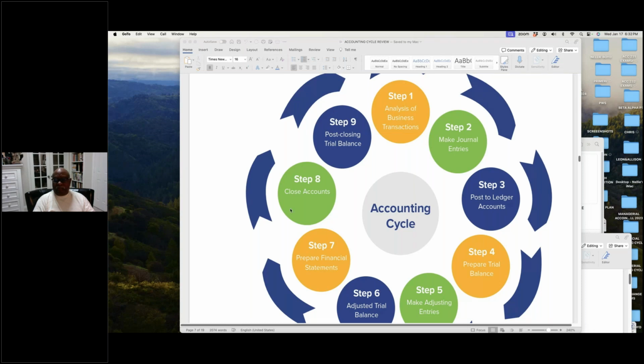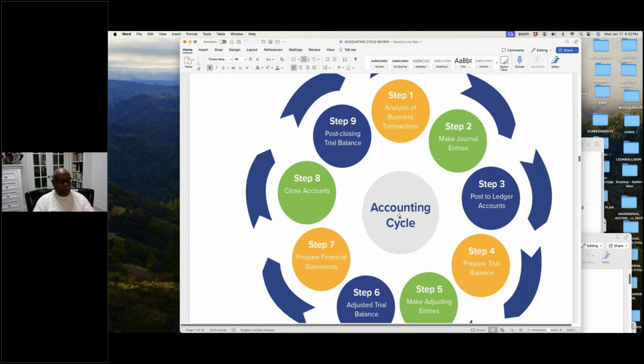Any questions? So these are the steps, and with these steps, we'll get those financial statements done. And we don't try to do them all at once, do we, Miss Ebony? Do we try to do them all at once? Absolutely not. I mean, I don't think that's possible.